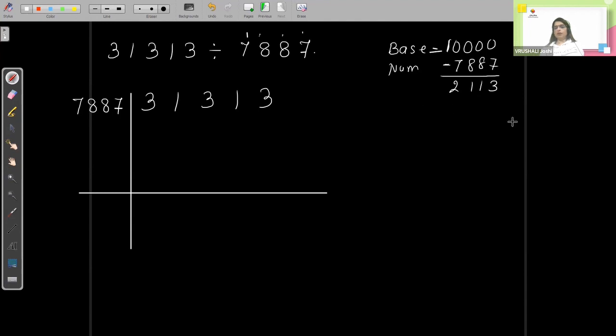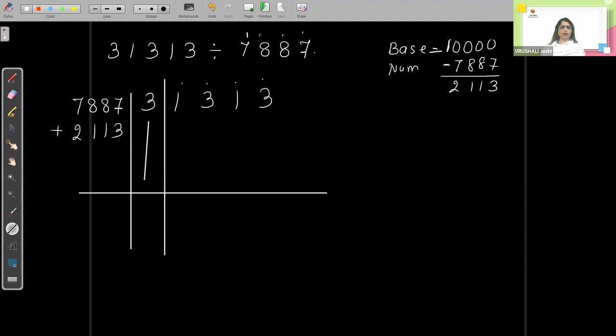Arjun, do you remember all from 9, last from 10? Yes. So you can use the all from 9, last from 10 method here. And this is the subtraction you will get, which you will write down here, which is going to be plus 2113. Now, how many zeros? 1, 2, 3, 4.